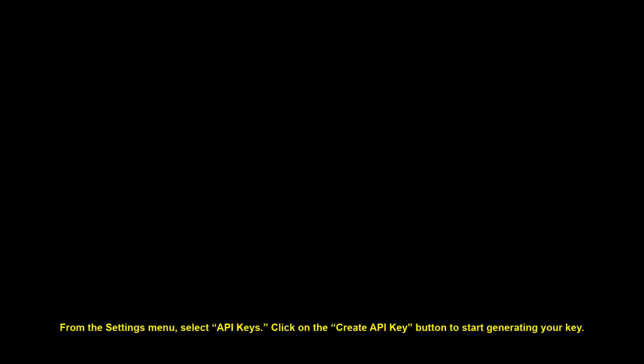Once logged in, navigate to the SendGrid dashboard. Click on the Settings option found in the left-hand navigation panel. From the Settings menu, select API Keys. Click on the Create API Key button to start generating your key.